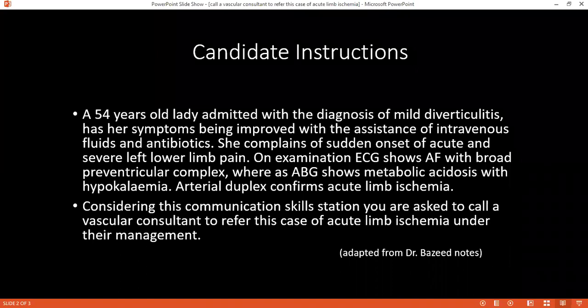Right. So if you have read and understood, considering this communication skills, can you begin?